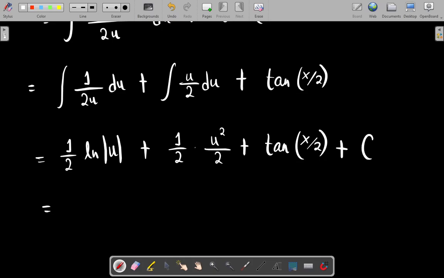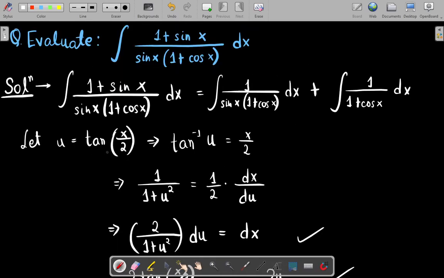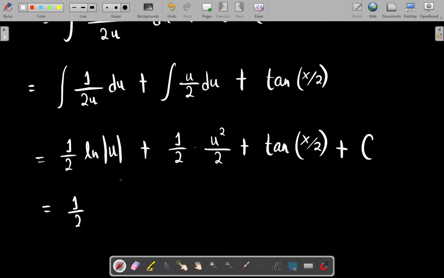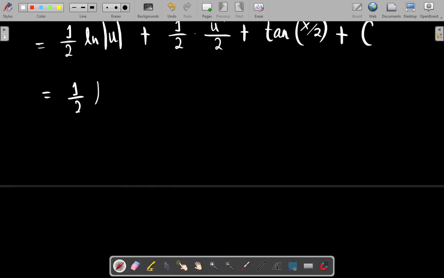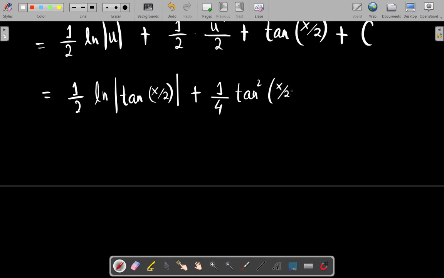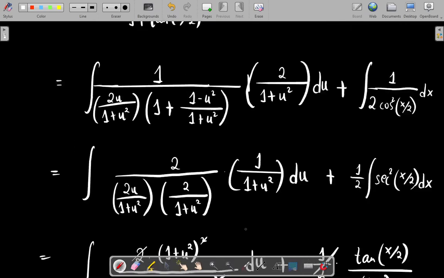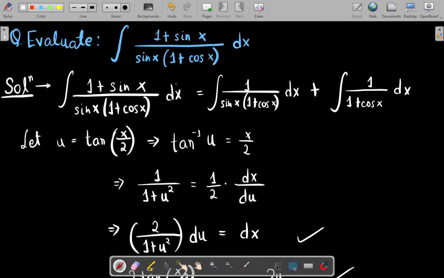So now we just need to revert back this u in terms of the original substitution. Okay, so our u was tan x by 2. So we just need to substitute that and we are completed. Okay, so this becomes half times ln mod tan of x by 2 plus 1 by 4, u square is tan square x by 2, plus tan of x by 2 plus c. Okay, so this is the required integral of this 1 plus sin x upon sin x times 1 plus cos x.